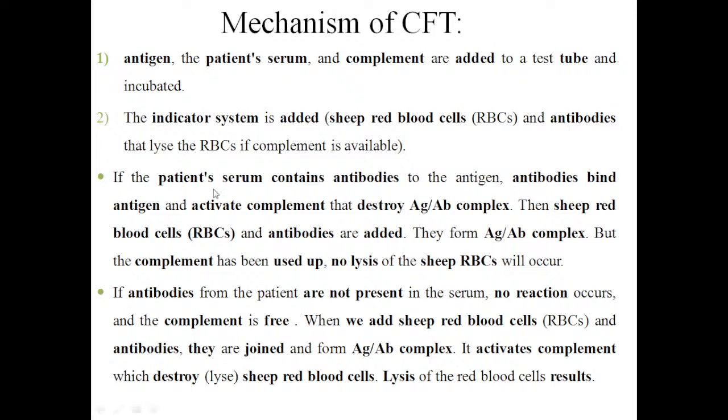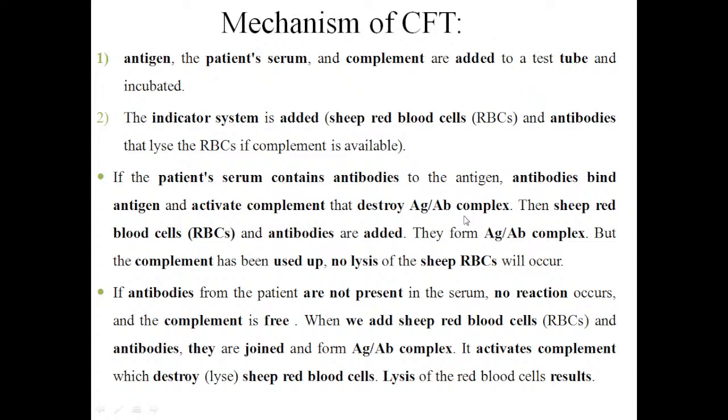If the patient's serum contains antibodies to the antigen, these antibodies bind antigen, form an immune complex and activate complement. And you remember that complement is activated, C6, C7, C8, C9, that cause lysis. It is a membrane attack complex that causes lysis of this complex. But we can't see it. We can't see this mechanism, this process in the tube. This process is not visible by the naked eye.